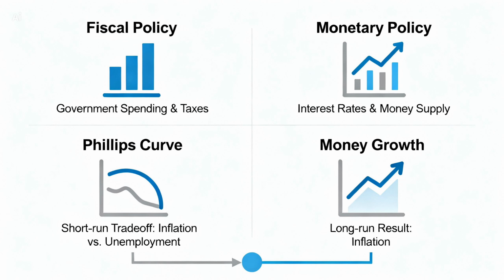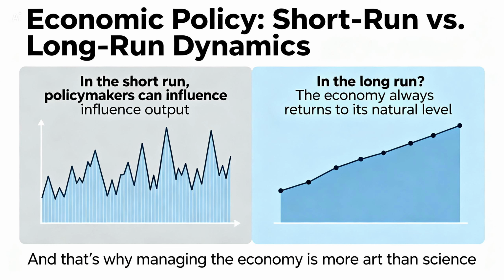So here's the big picture: fiscal policy is government spending and taxes, monetary policy is interest rate and money supply. The Phillips curve is the short run trade-off between inflation and unemployment, and money growth is long run inflation. In short, policymakers can influence output. In the long run, the economy always returns to its natural level. And that's why managing the economy is more art than science.